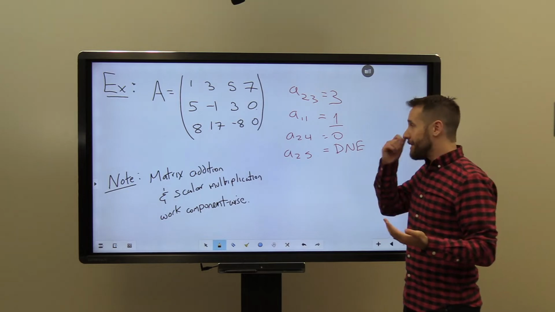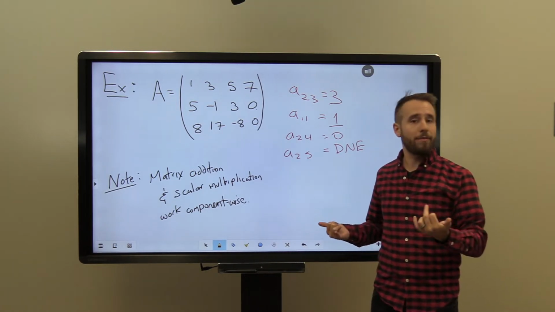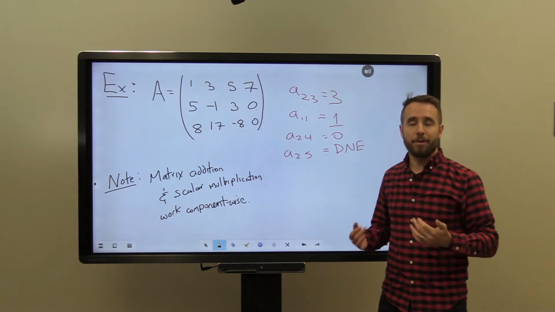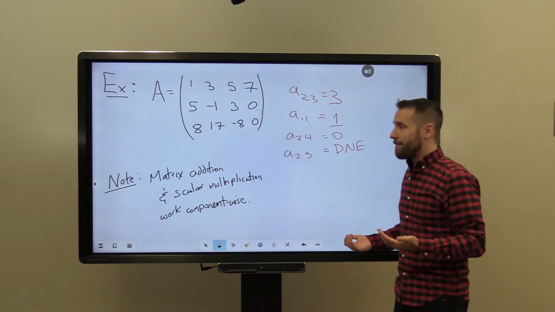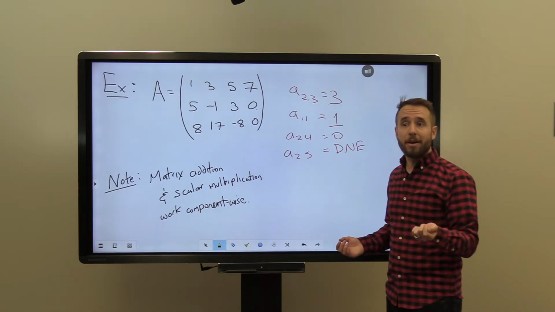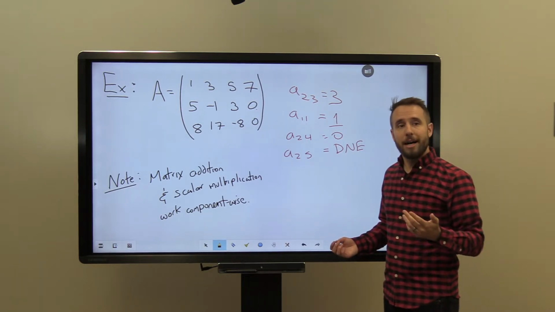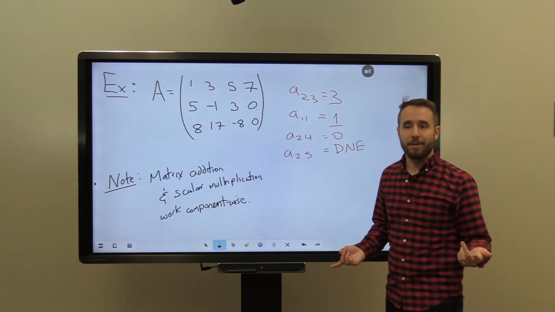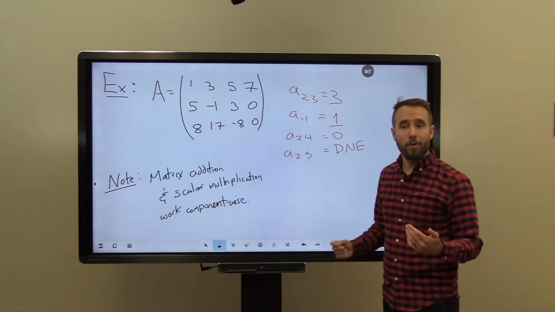It's worth noting that if you have matrices of the same size, you can add them together. So if they both have the same number of rows and same number of columns, you can add them together in a process called matrix addition. And similarly, if you have a matrix and a scalar number, you can perform scalar multiplication. And this will work exactly like it did for vector addition and scalar multiplication in the vector setting. Specifically, everything will be done component-wise.